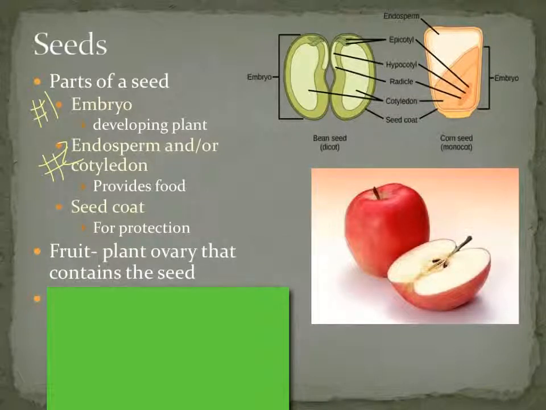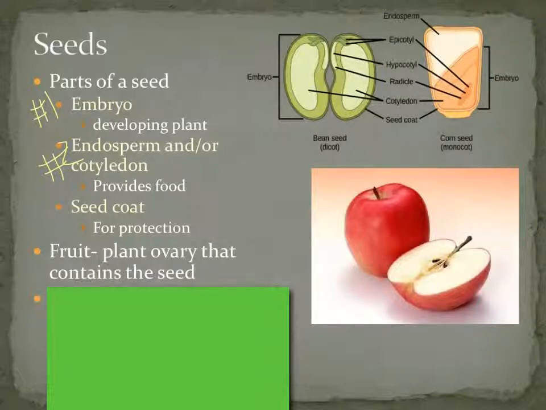Additionally, seeds are often contained within a fruit. The fruit technically is just a plant ovary that contains a seed. So if you think of it that way, this is why some people say that a tomato is not really a vegetable, it's actually a fruit, which is true. It is the ripened ovary of a tomato plant that contains the seeds. Vegetables are more along the lines of, at least scientifically speaking, something like a carrot, which isn't actually a reproductive structure.